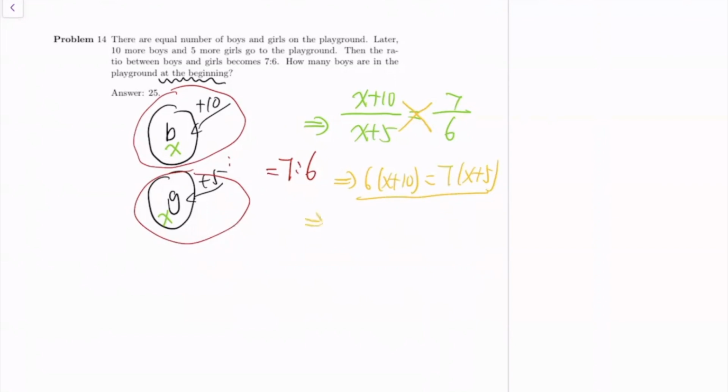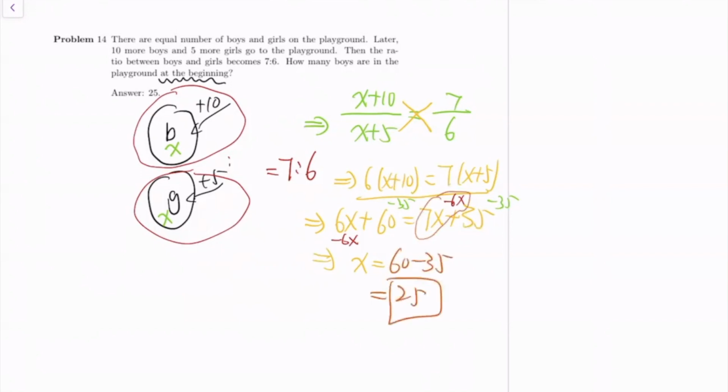Okay, so from here, we just get 6x plus 60 equals 7x plus 35. So we just get x equals, right? You just solve the equation. You just minus 6x, right? And then you move 35, so you minus 35, minus 35. And then you just get 1x, okay, you get x is 60 minus 35, and then the answer is 25.